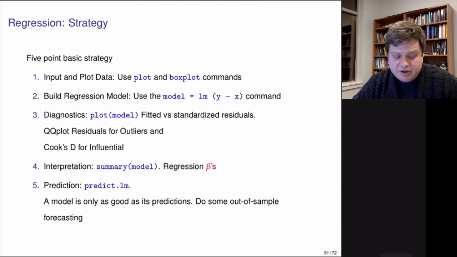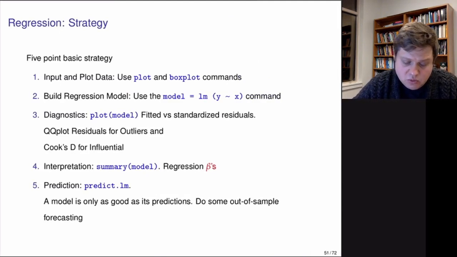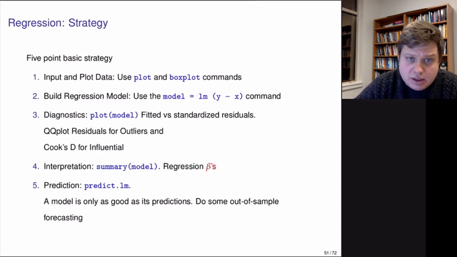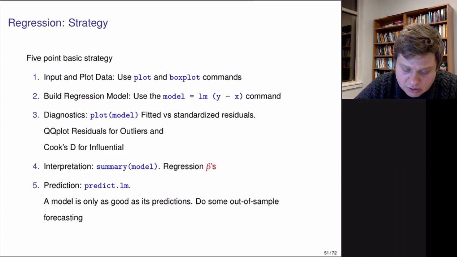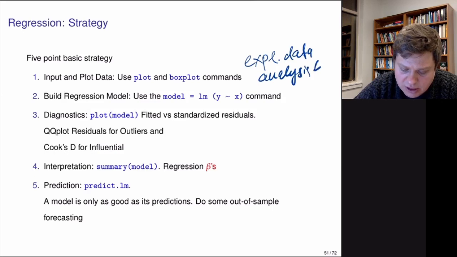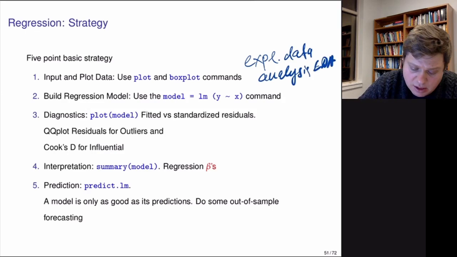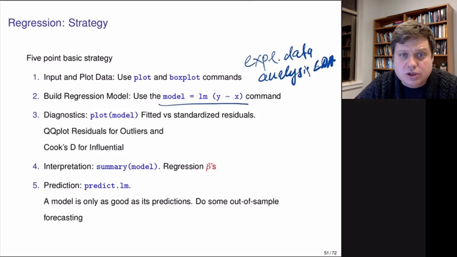So here's a summary of how the linear model is to be built. We start by plotting the data. We'll look at the scatter plot using the plot command and the box plot. That's called exploratory data analysis, or EDA. We're just visually looking at the data. Then we build the regression model. We just use LM, Y regressed on X.